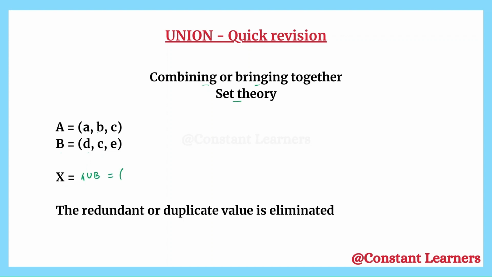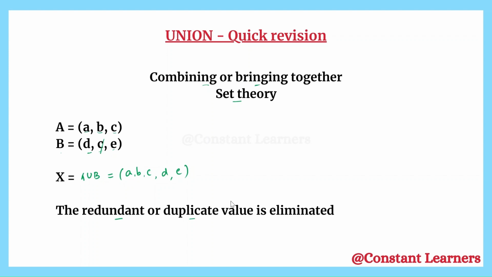is equal to, now A has A, B, C. So we'll take that A, B, C, and B has D, C, and E. So we write D. Now C here is repetitive, so we're going to omit that, and E. So union has all the elements present in each set, eliminating the redundant or duplicate value.